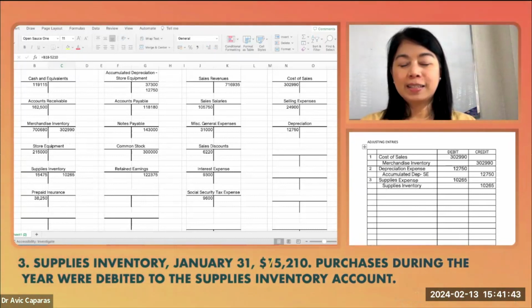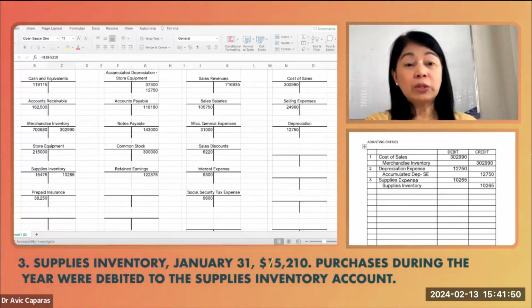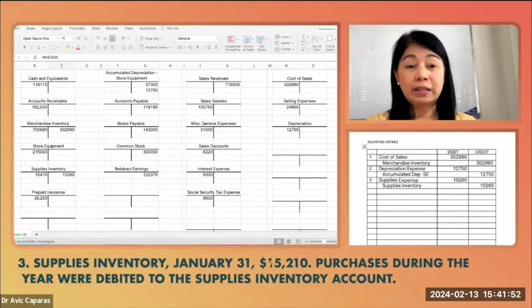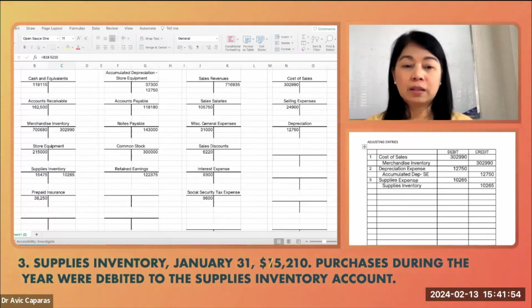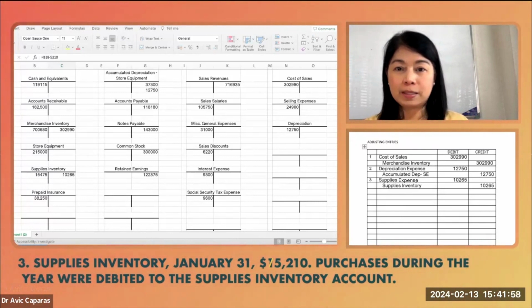Okay, did you get that? So we really had to compute for the expense because what has been given to us is the inventory, meaning the final thing. So we have to deduct that from the supplies inventory in order to find out what has been the expense.